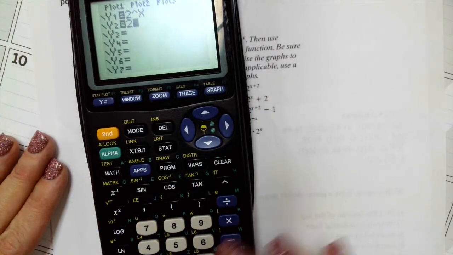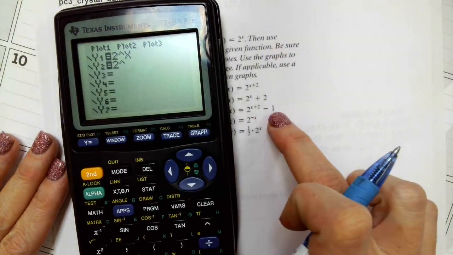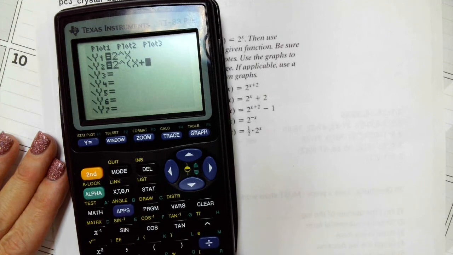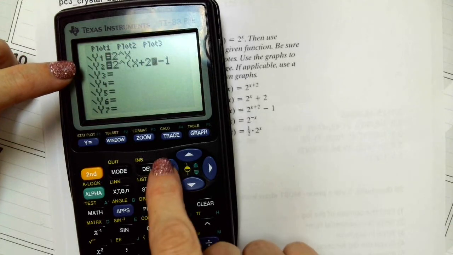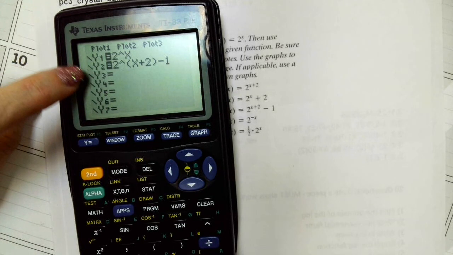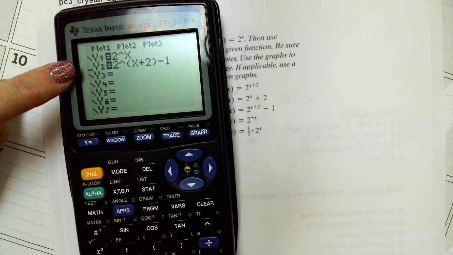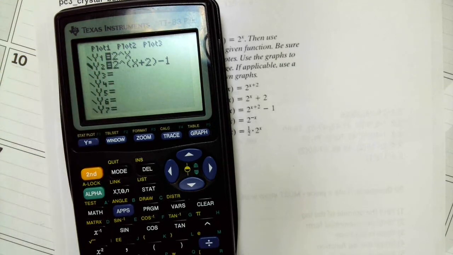So I have 2 raised to the power of the x plus 2, close parentheses, and then minus 1. Now I want to differentiate between which graph I'm seeing, because if I don't pay attention, I won't know which one's first and which one's second. So I arrowed over to the far left, and I'm going to hit enter until that's a thick line. So now I have the thin line for the parent function and the thick line for the transformed function.